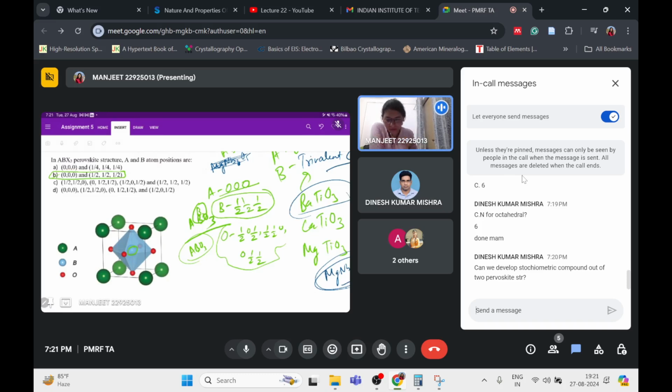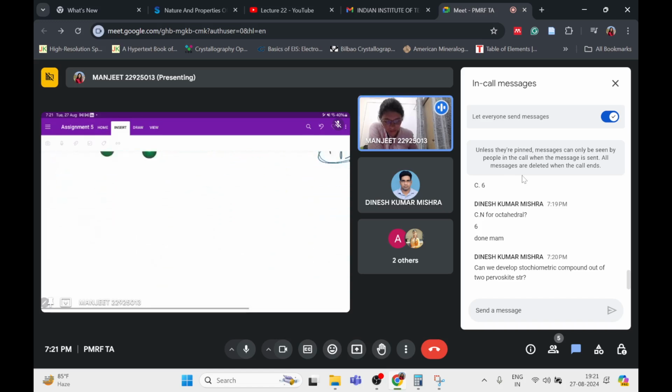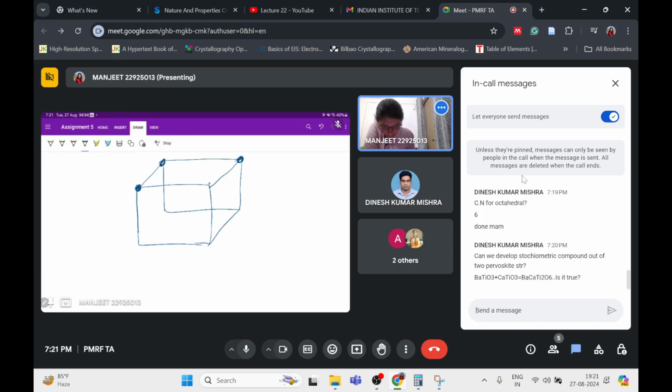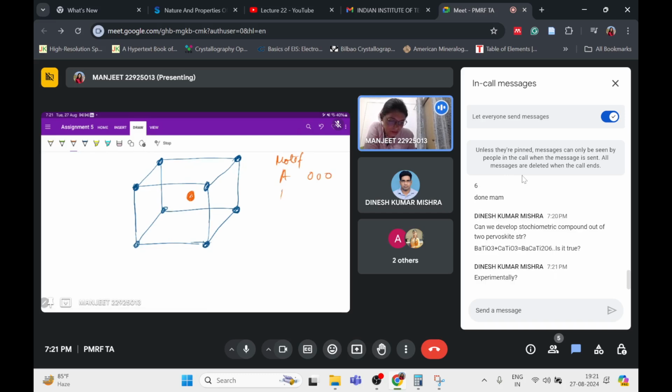It's also working for the perovskite as well, because see, if we have this atom in the perovskite, let's say this is my unit cell. This atom is presented here. B atom is presented at the center, because they have the motif as A at 0 0 0, B at 1/2 1/2 1/2.